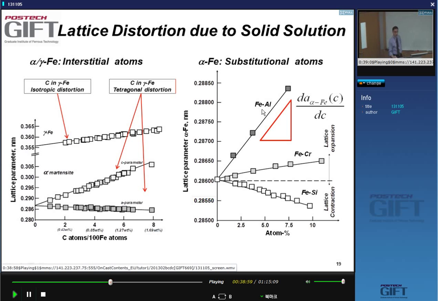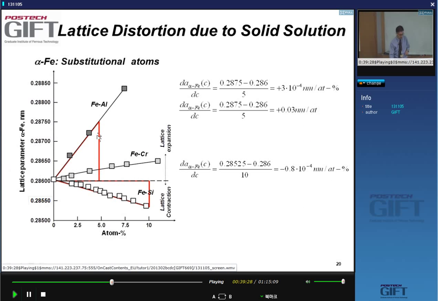For substitutional atoms, it's very simple. If you add aluminum, silicon, or chrome to BCC iron, the lattice expands or contracts homogeneously. And so you can use the slope of this line to compute the change of the lattice parameter with the concentration. It gives you, for instance, 0.03 nanometers per atom. And for silicon you can do the same.